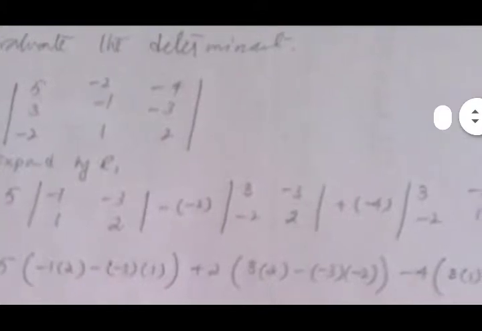The next number is minus 4, and the sign with minus 4 is plus. First number with plus, second with minus, and third with plus. And its values, when we cross out the first row and third column, are the 4 values in the third determinant. And then we find their determinants.